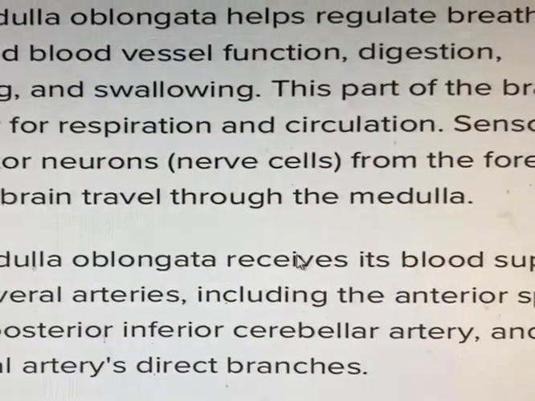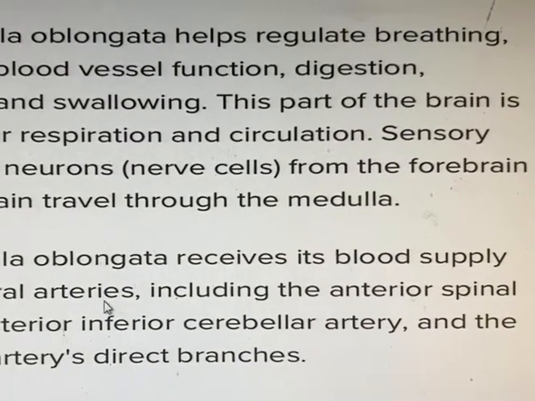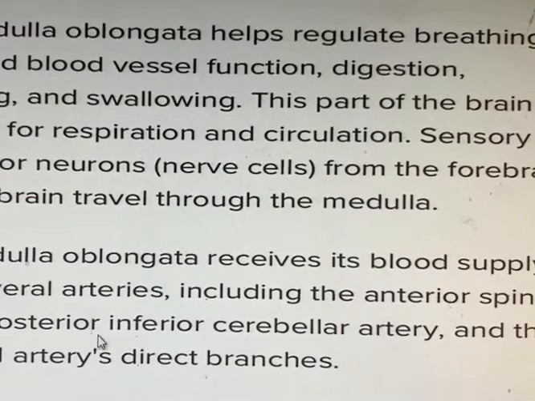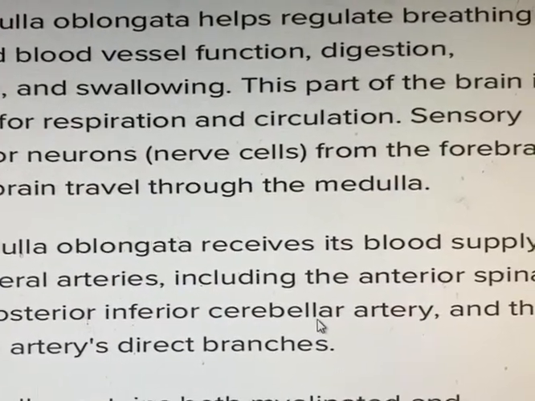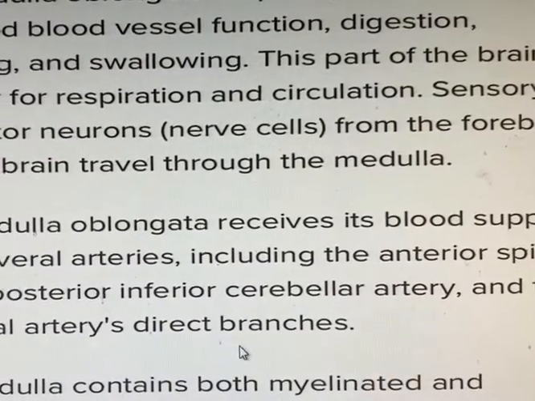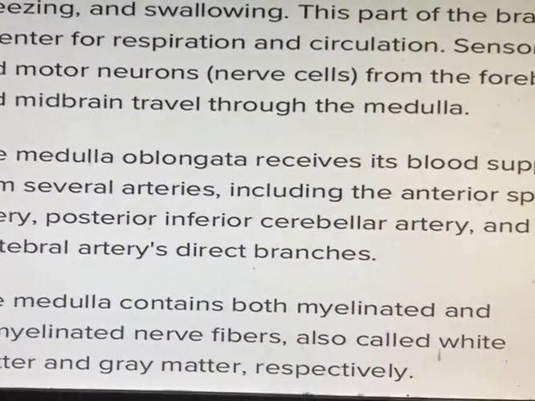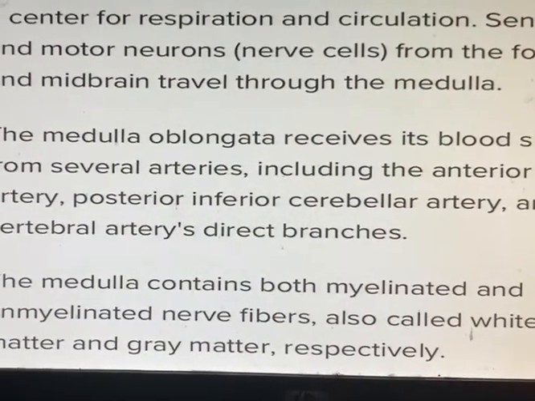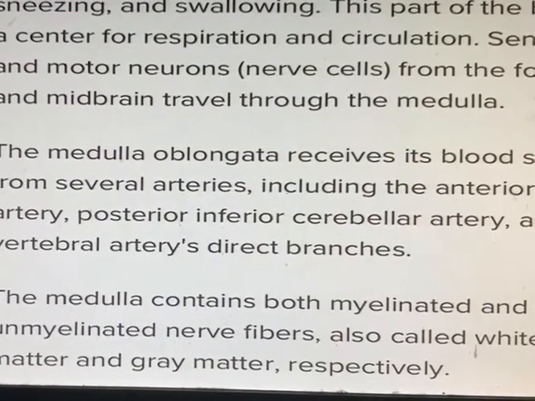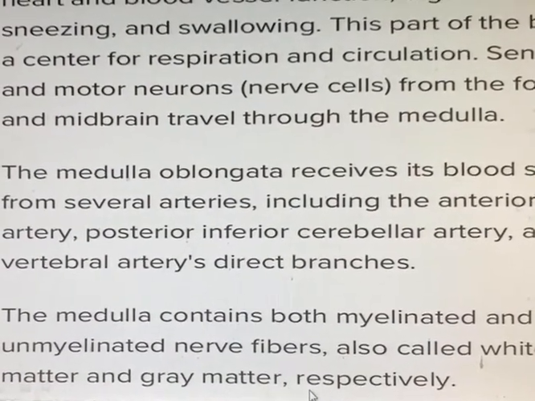The medulla oblongata receives its blood supply from several arteries, including the anterior spinal artery, the posterior inferior cerebellar artery, and the vertebral arteries' direct branches. The medulla contains both myelinated and unmyelinated nerve fibers, called white matter and gray matter respectively.